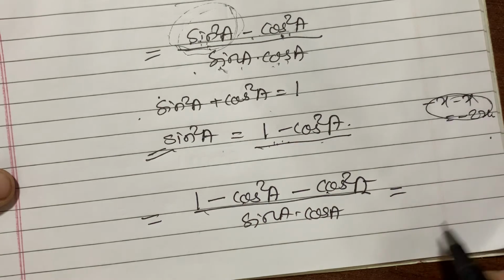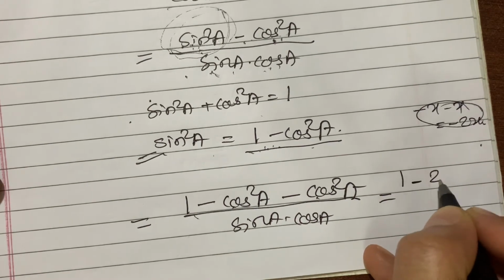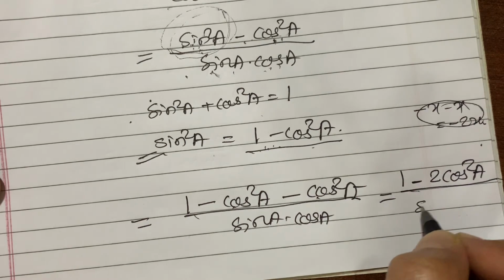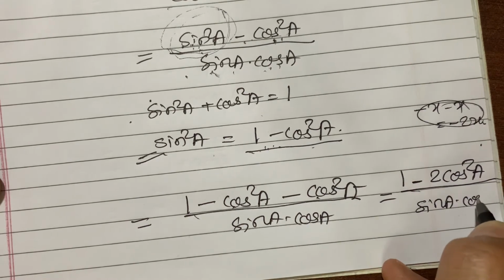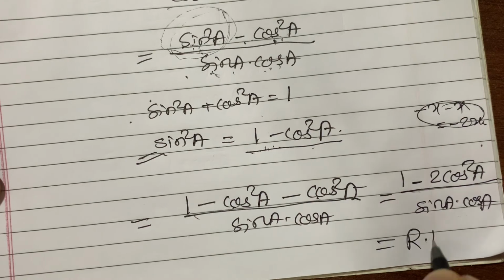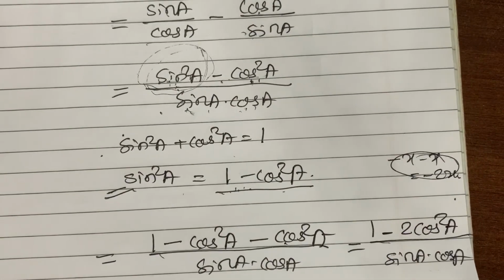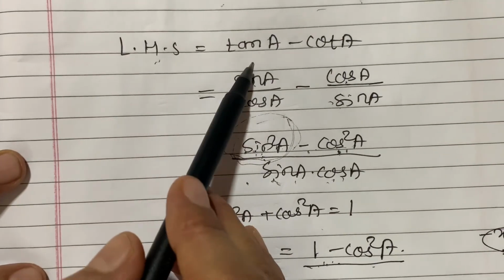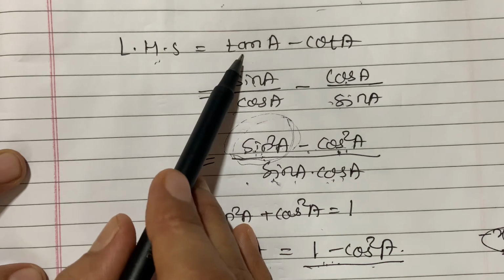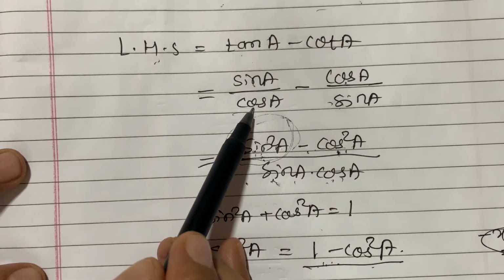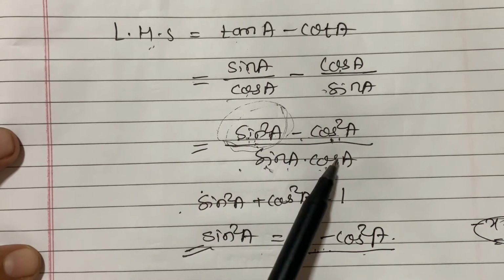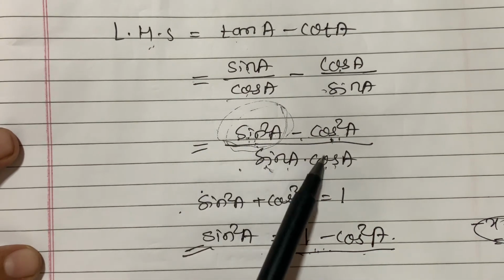Okay, so it is like this. It is 1 minus 2 cos square a upon sin a cos a, which is the RHS. Okay, understood? Yes. So very easy. Here also I started from LHS, tan a minus cot a. I replaced tan a by sin a upon cos a minus cot a by cos a upon sin a. Then LCM.